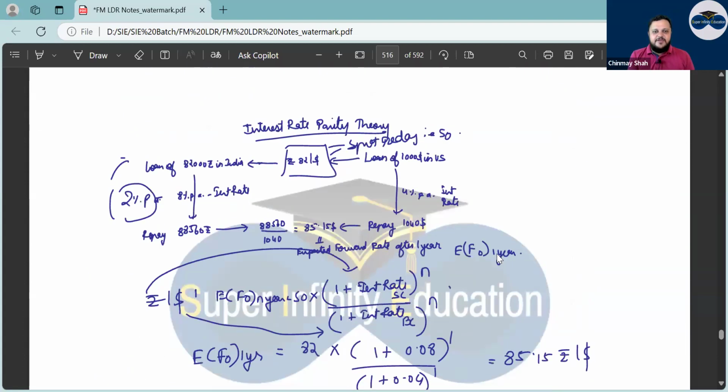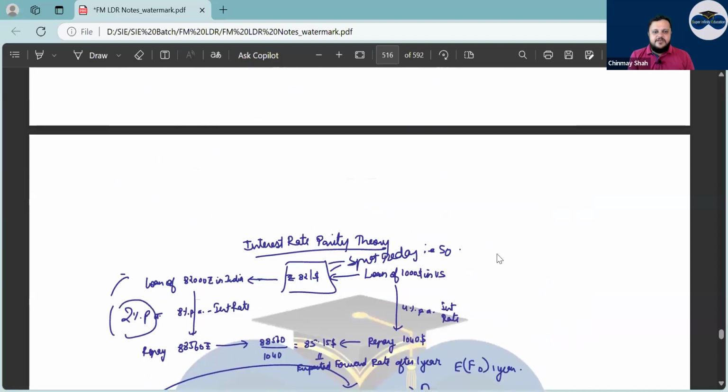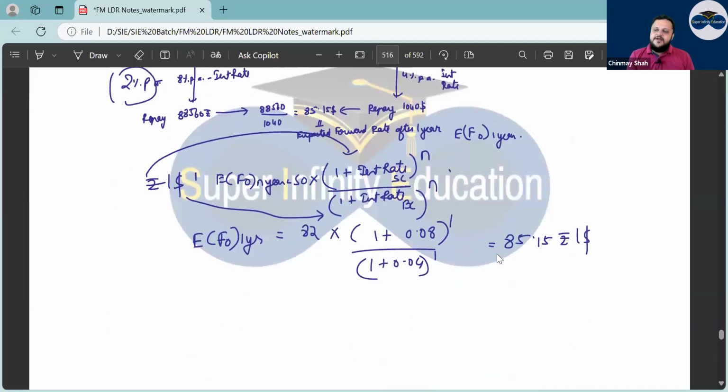Now coming to IRPT. IRPT is what? Tell me. Interest rate parity theory. Interest rate parity theory helps you to calculate what? Tell me. What is it? Expected rate. Expected future rate, correct or not? Future या forward? Forward rate है. Expected forward rate. Expected forward rate F0 after 1 year. That is today's forward rate for a transaction after 1 year, 6 months, whatever it is, correct?